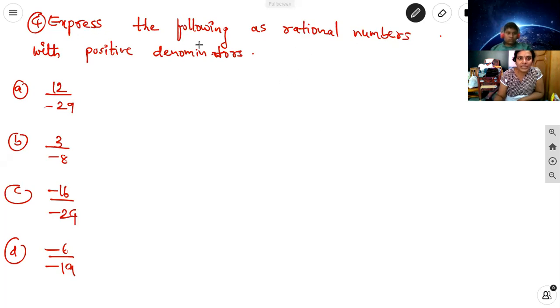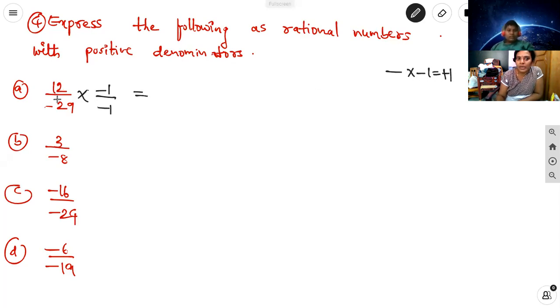Express the following as rational numbers with positive denominators. We can reduce a negative denominator to positive only. How to reduce to positive? We should multiply the numerator and denominator by minus 1, to convert the denominator into positive. Why? Because we know that minus into minus is equal to plus.